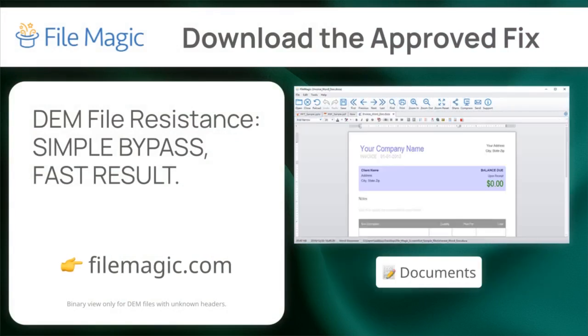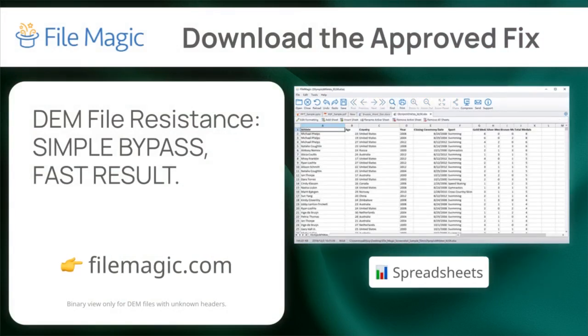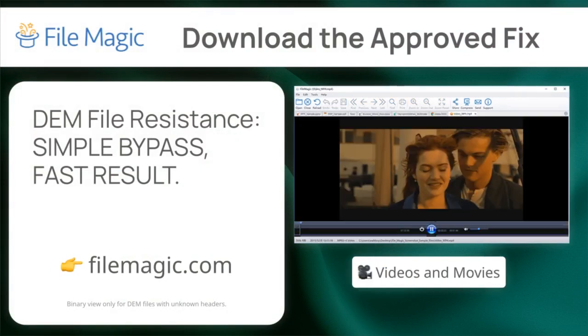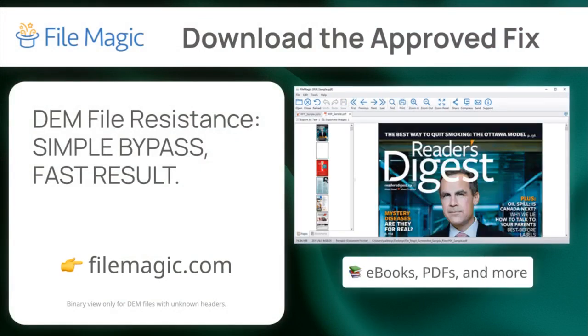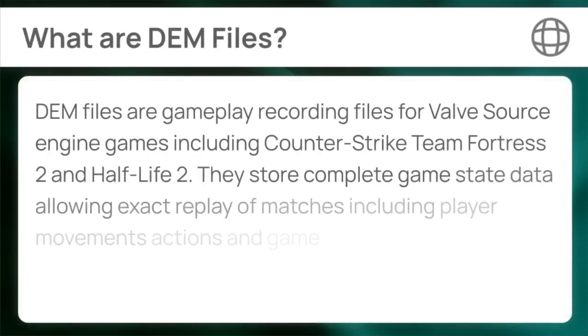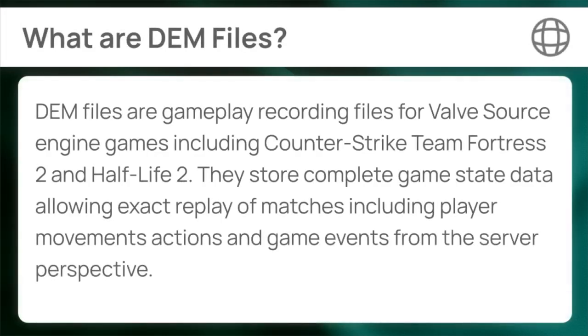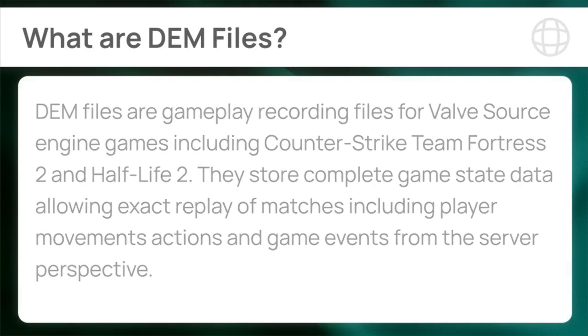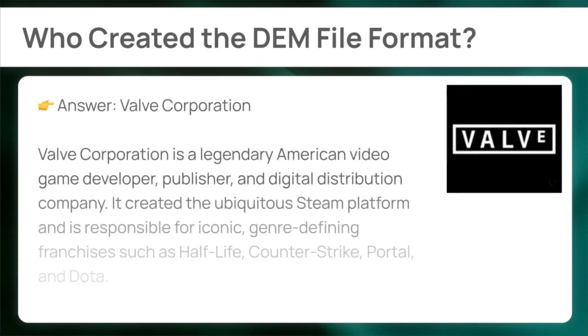The efficacy of this tool hinges on the speed and analysis power of a single DEM file inspection program that services hundreds of formats. DEM files are gameplay recording files for Valve Source Engine games, including Counter-Strike, Team Fortress 2 and Half-Life 2. They store complete game state data, allowing exact replay of matches, including player movements, actions, and game events from the server perspective.